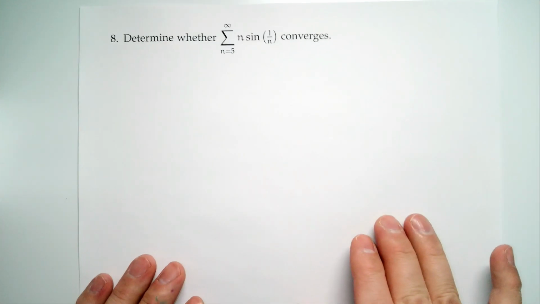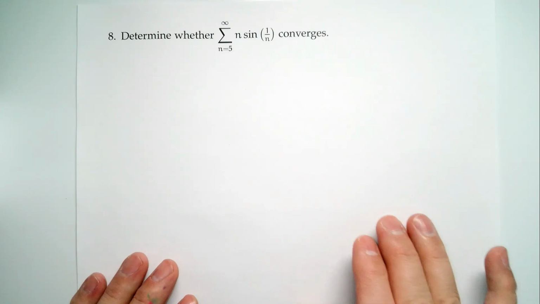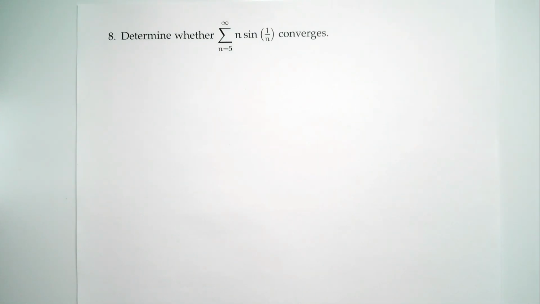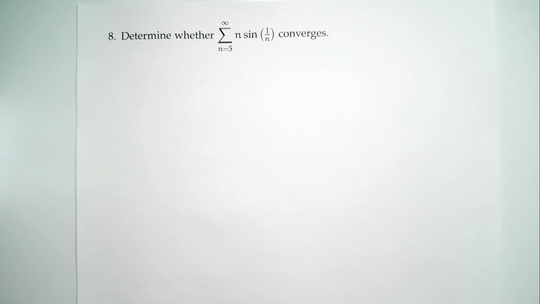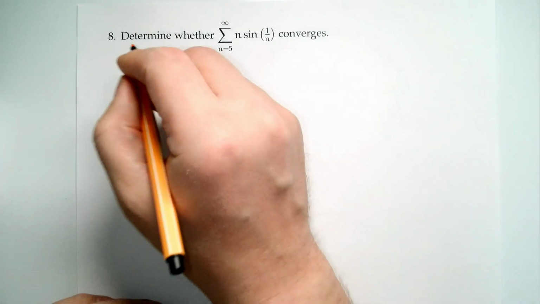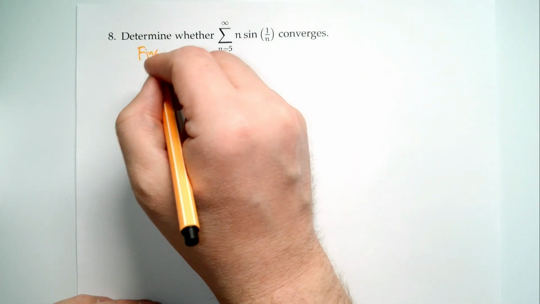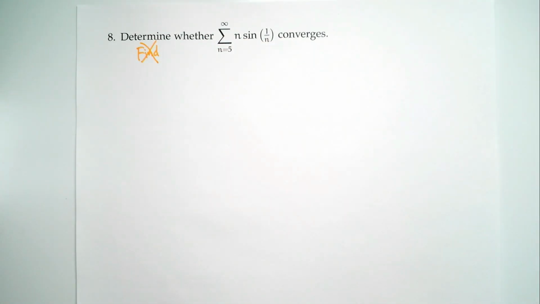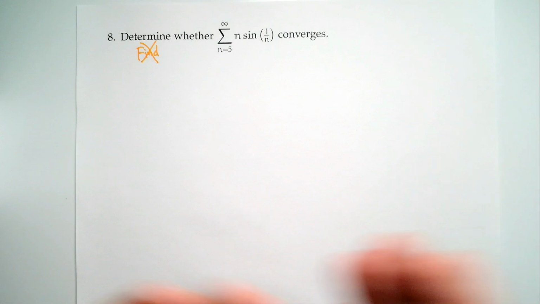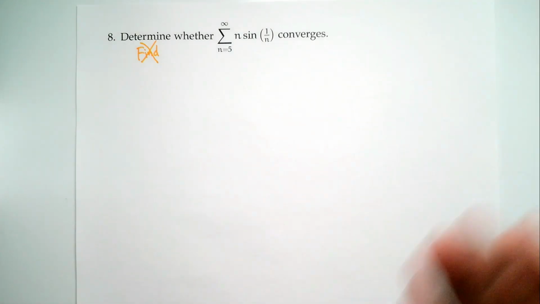All right, so number 8. Determine whether the sum n times sine 1 over n converges. Notice it's a different word. What's not here is the word find. So when it's not the word find, we're actually just asking a simple yes-no question. Does it converge? Does it not converge? Which side are we on?